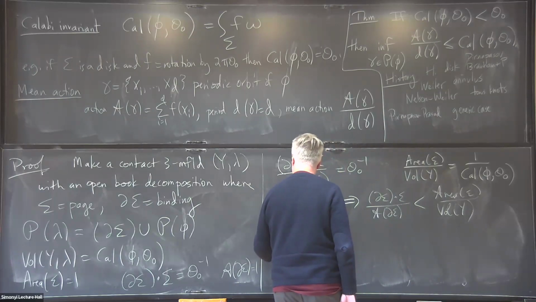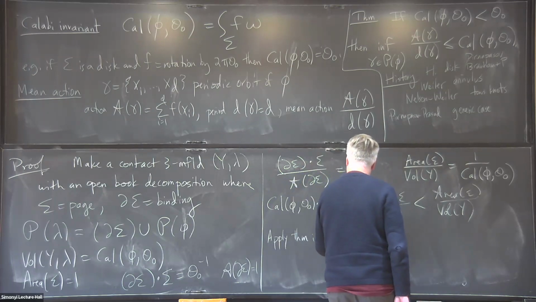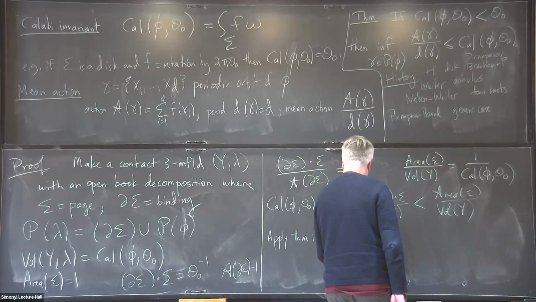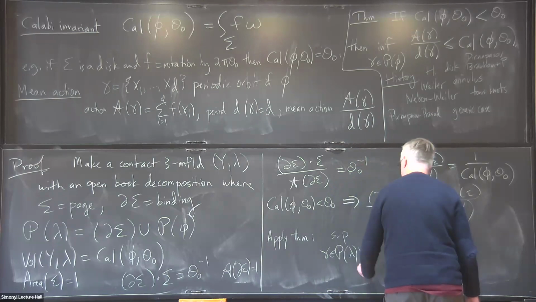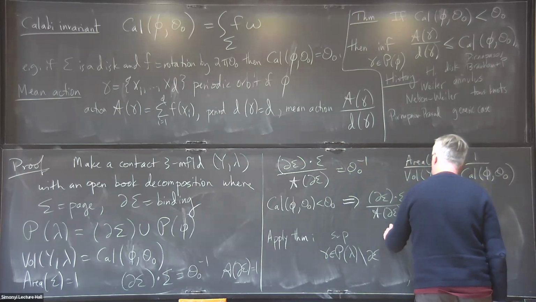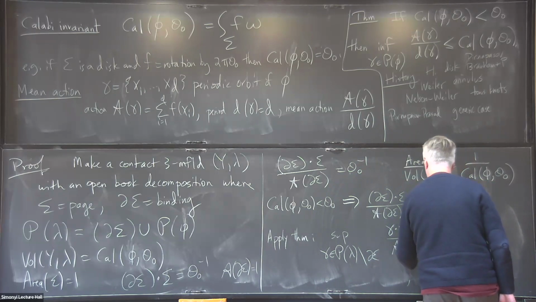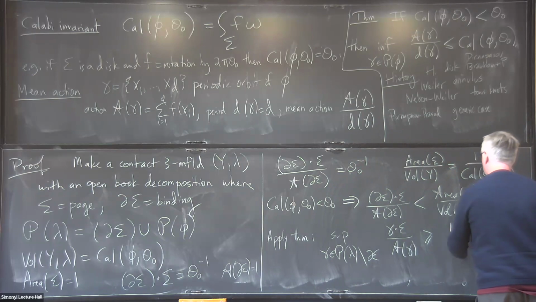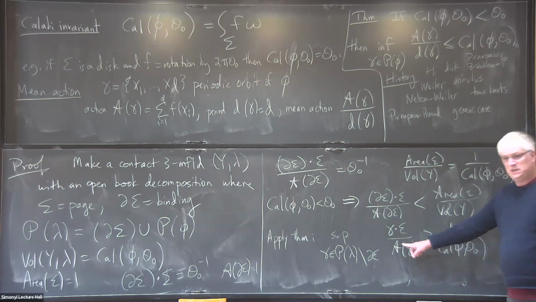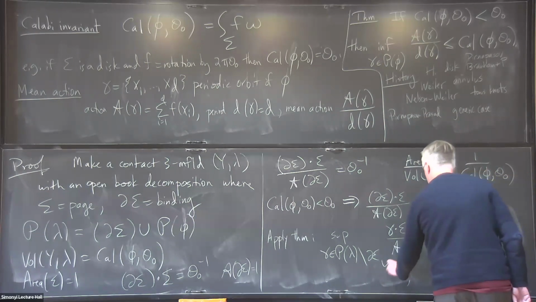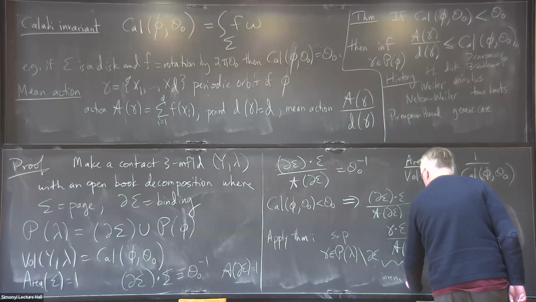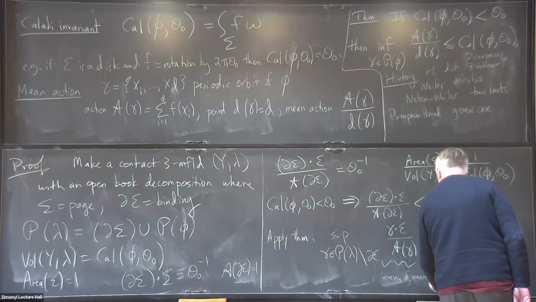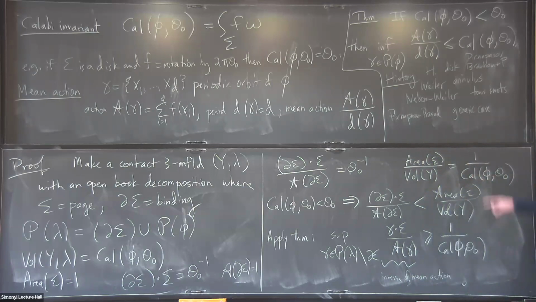And so then we apply the theorem to get that the supremum over gamma a periodic orbit of lambda, which is not the boundary sigma, of gamma dot sigma over the action is greater than or equal to 1 over the Calabi invariant. But this thing is the inverse of the mean action. So then that gives you the statement up there.